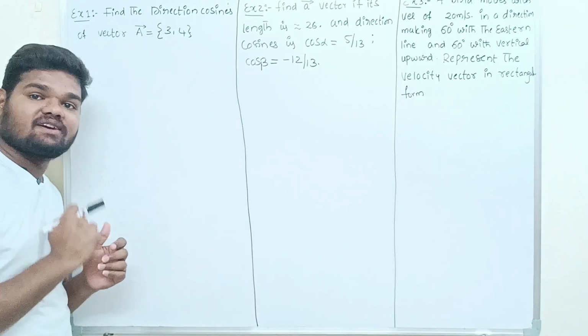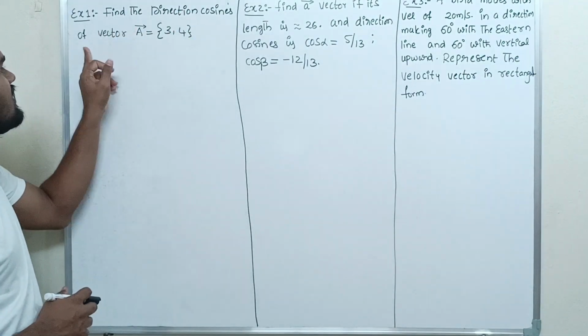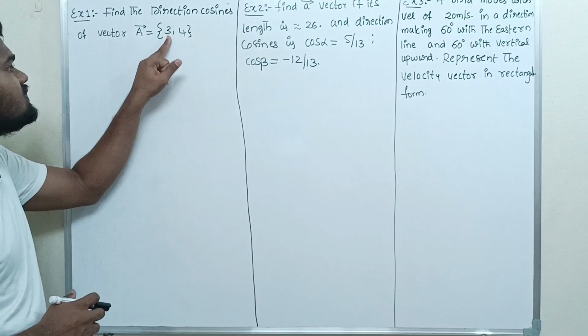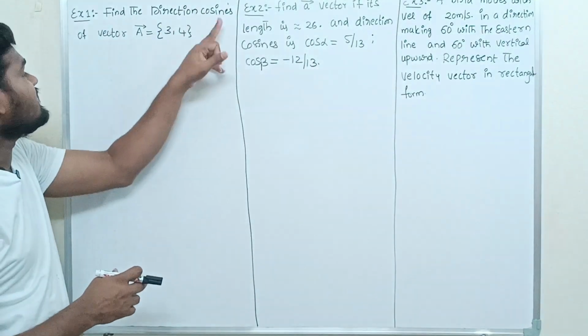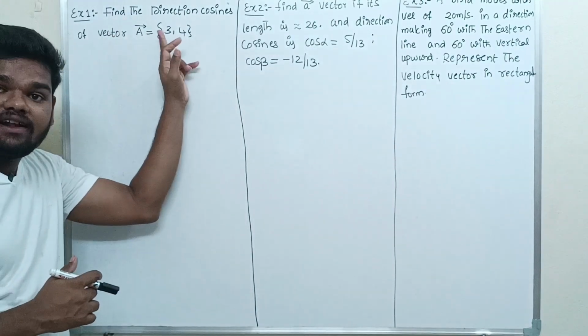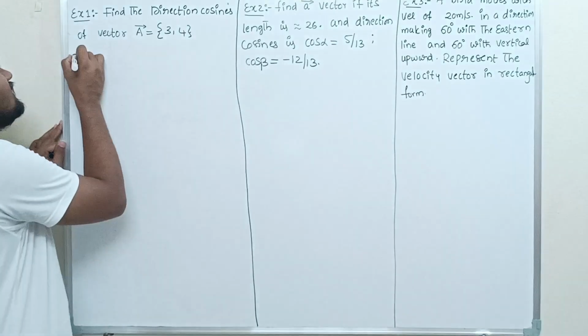Right. So let us see the example problems. Example number 1. Find the direction cosines of a vector a bar is equal to 3 comma 4. So what are they asking? They are asking to find the direction cosines of this vector a bar. So they have given the components. What are those? 3 comma 4. What is 3 comma 4?